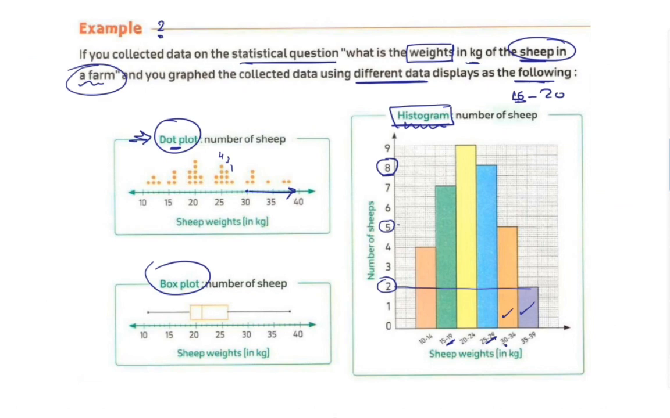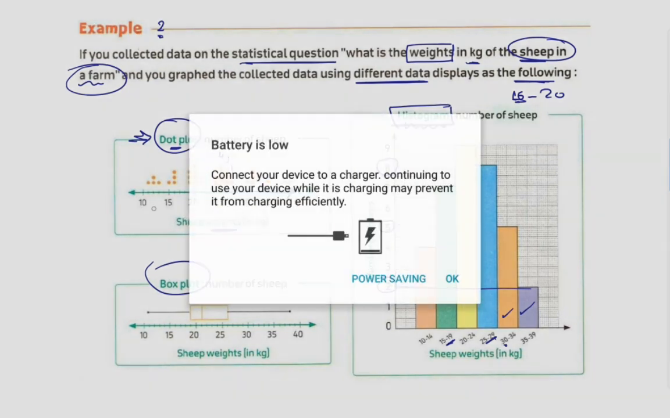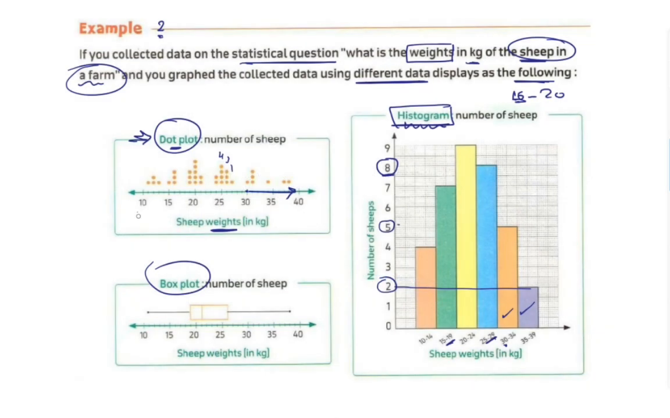Minimum weight, look here, this is weights. Minimum weight is what? Here is 10. Minimum weight from here is 10. Okay, but minimum weight from here I don't know. So histogram, I don't know what's the minimum weight, but here we have the last point at 9, not 10. So dot plot or box plot, I can find the minimum.